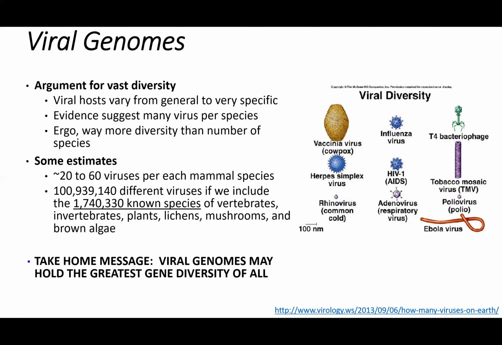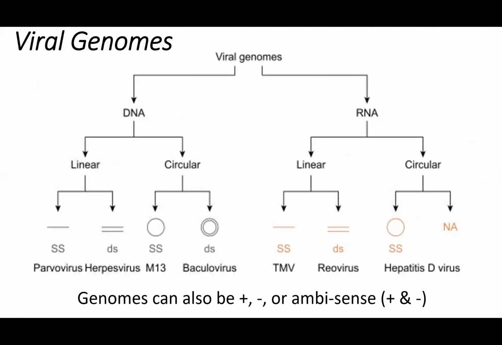If we extrapolate from that, there's 100 million species of viruses out there, provided there are 1.7 million known species of vertebrates, invertebrates, plants, lichen, mushrooms, and algae. So the take-home message is that viral genomes may hold the greatest of all gene diversity of life. It's simply an undescribed diversity thus far. Just as a reminder, viral genomes are separated by DNA and RNA. They can be linear, circular, double-stranded, single-stranded, and so on and so forth. They can also, remember, be plus sense, minus sense, or plus-minus sense. It's a whole wacky and wild thing for viral genomes.